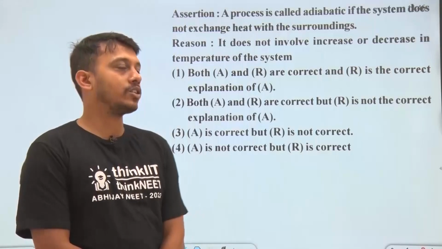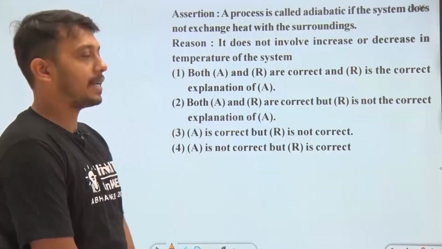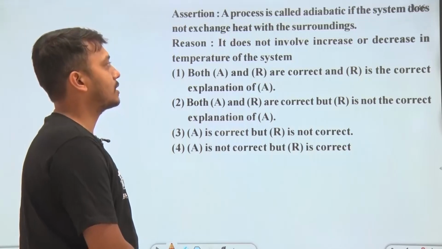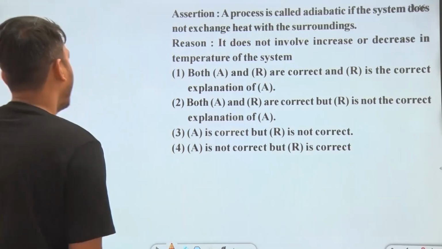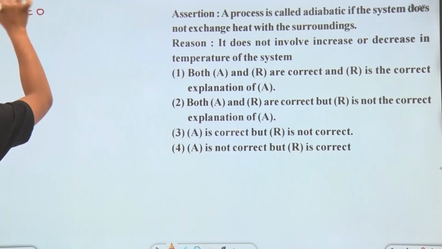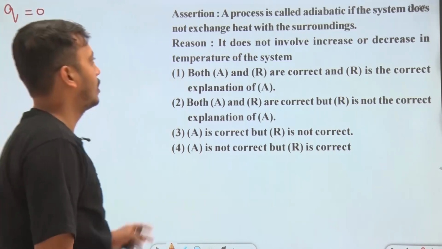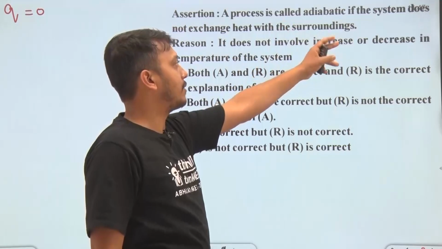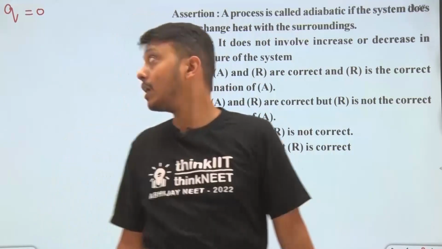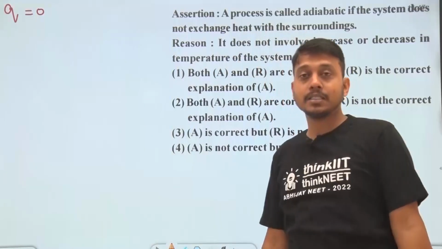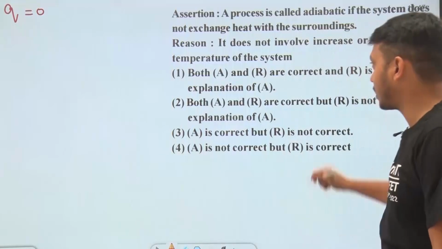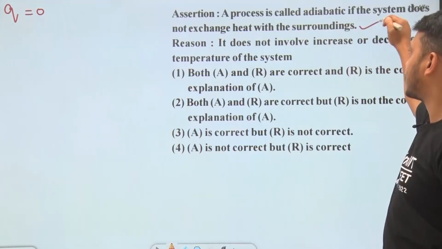So students, the next question is an assertion and reason based thermodynamics question. A process is called adiabatic if the system does not exchange heat with the surrounding. Adiabatic means the value of Q equals 0, and anything else can change. Yes, this is correct. Q equals 0 means there is no exchange of heat between system and surrounding. So definitely the assertion is correct.